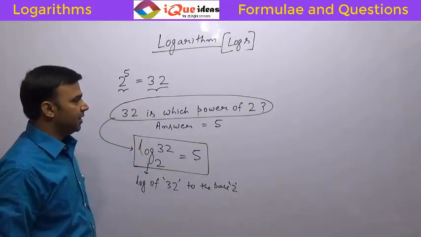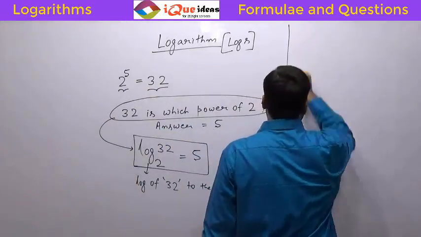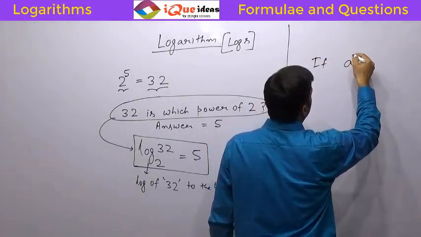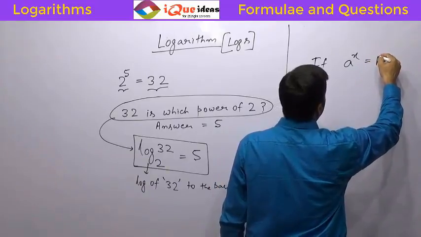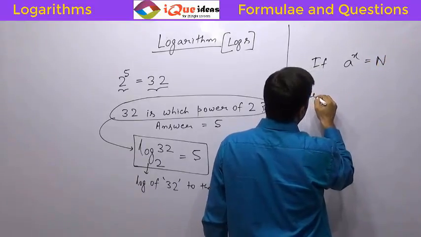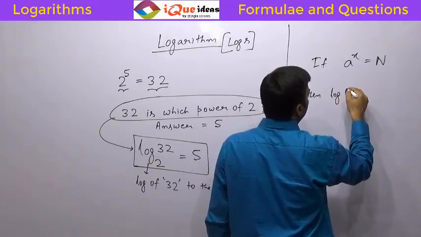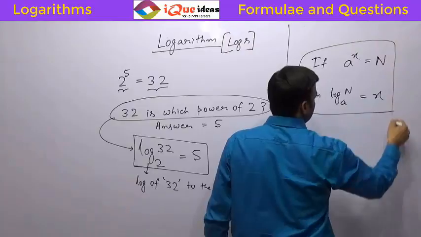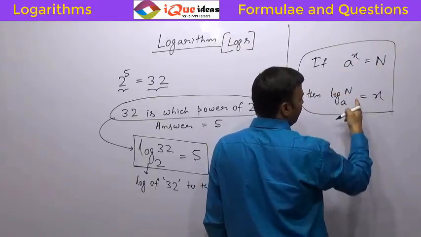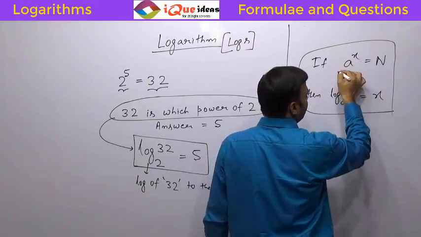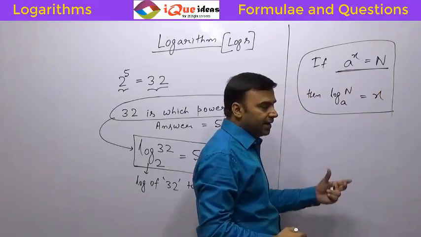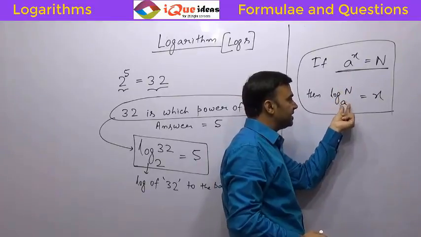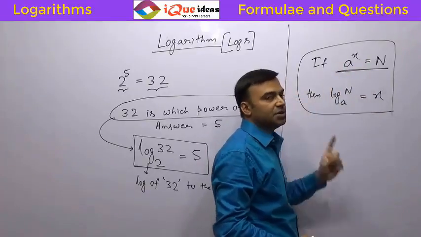Alright. Now let's define it theoretically. If we have a number a to the power x is equal to n, then log of n to the base a is equal to x. So n is the number, a is the base, x is the power. If a raised to the power x is equal to n, then log of n to the base a has to be equal to x. And if log of n to the base a is equal to x, then n is equal to a raised to the power x.